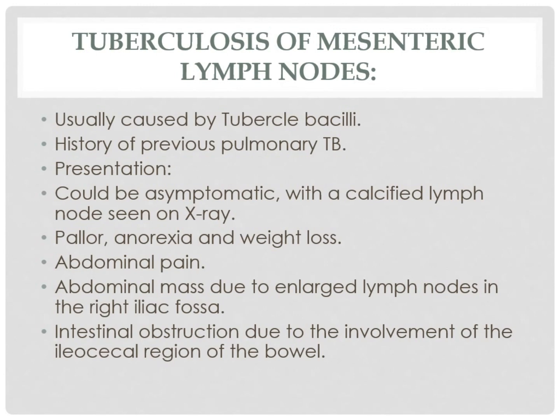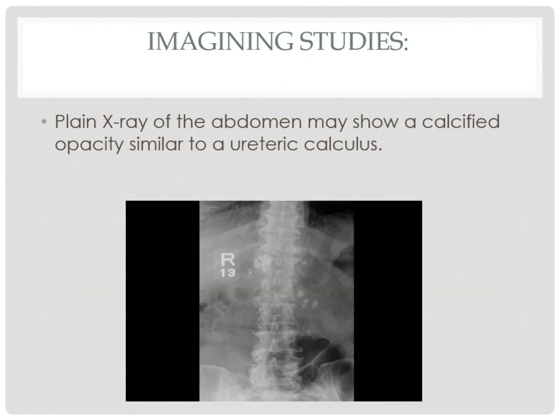The patient may present with pallor, anorexia, and weight loss. Also abdominal pain, abdominal mass due to enlarged lymph nodes in the right iliac fossa, or intestinal obstruction due to the involvement of the ileocecal region of the bowel. This is multiple calcified lymph nodes in the abdomen.